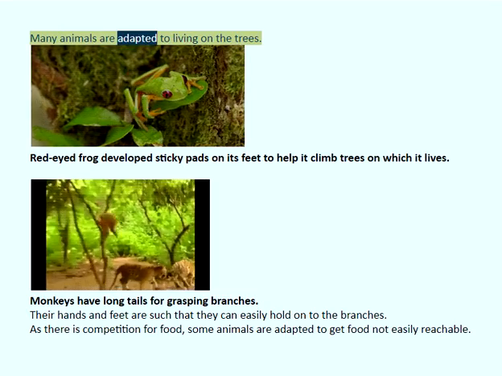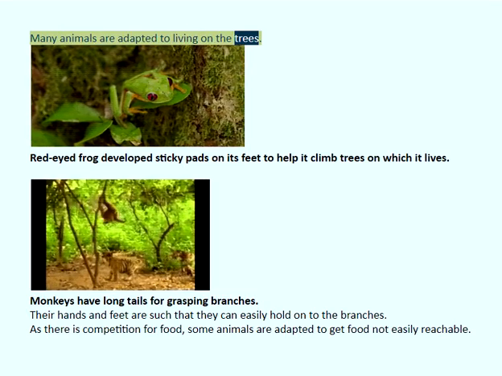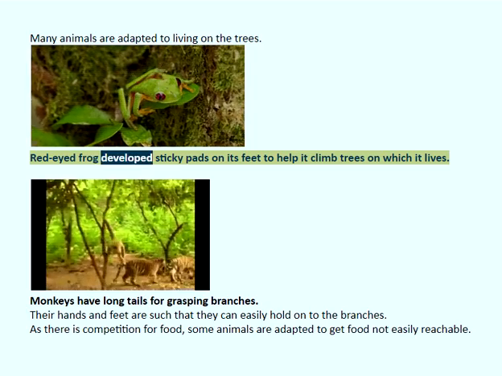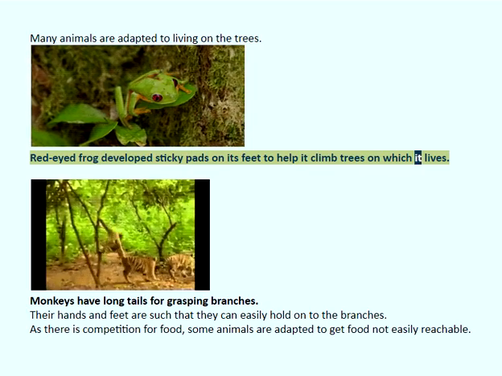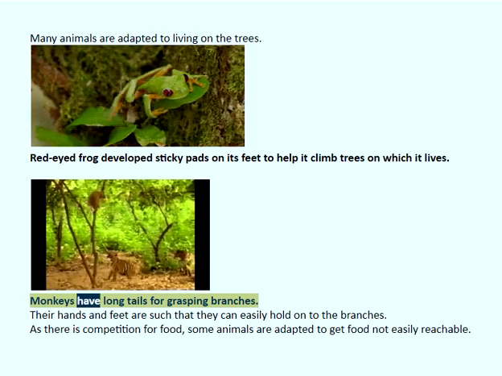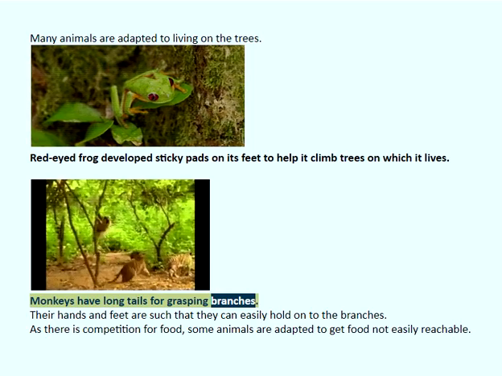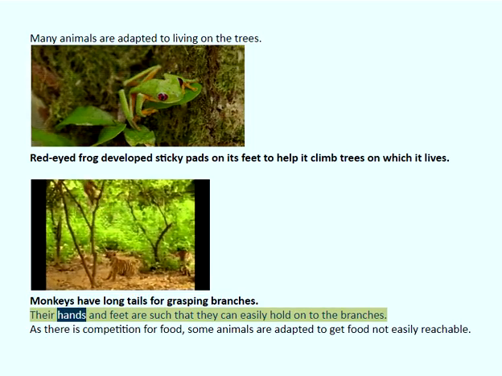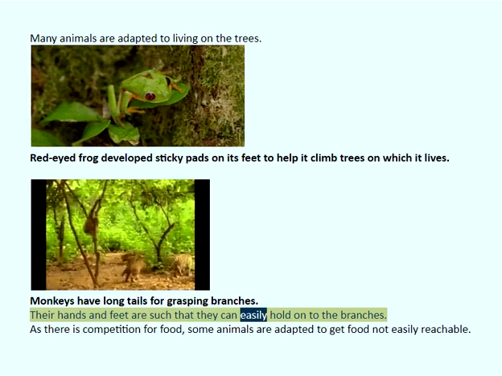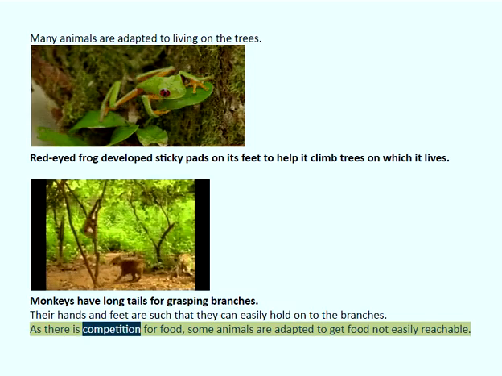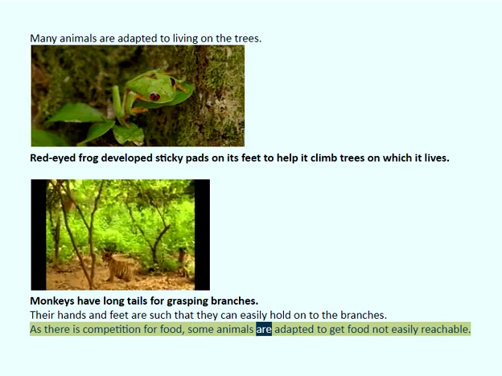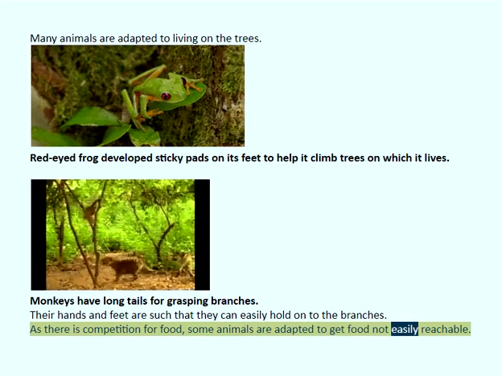Many animals are adapted to living on the trees. Red-eyed frog developed sticky pads on its feet to help it climb trees on which it lives. Monkeys have long tails for grasping branches. Their hands and feet are such that they can easily hold on to the branches. As there is competition for food, some animals are adapted to get food not easily reachable.